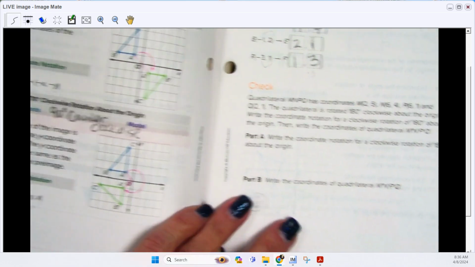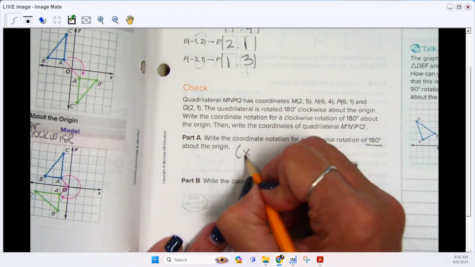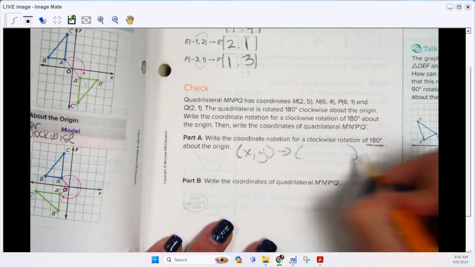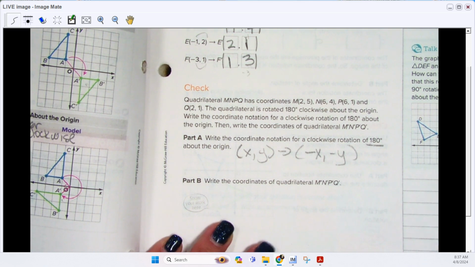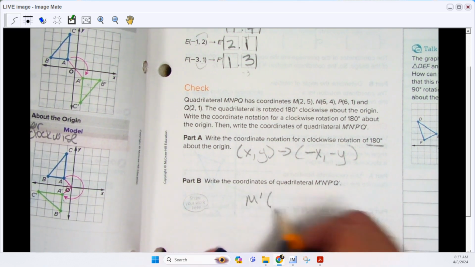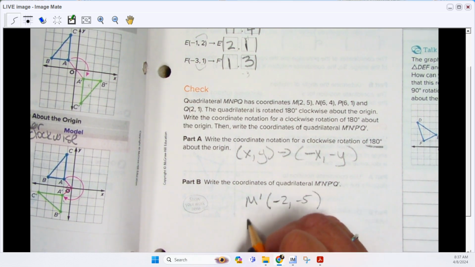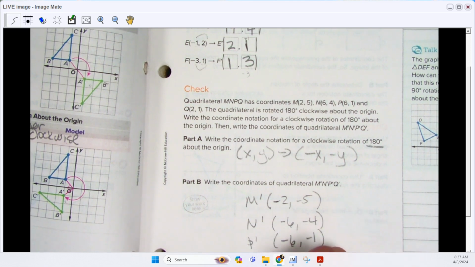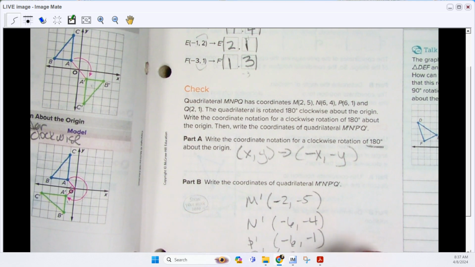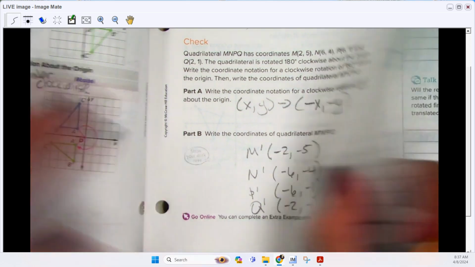Down here it asks about our 180 degrees, so I'm going to do -x, -y. With 180 degrees, I just take the opposite. Looking at M prime, I'm just taking the opposite: negative 2, negative 5. N prime, negative 6, negative 4. P prime, negative 6, negative 1. And Q prime, negative 2, negative 1.